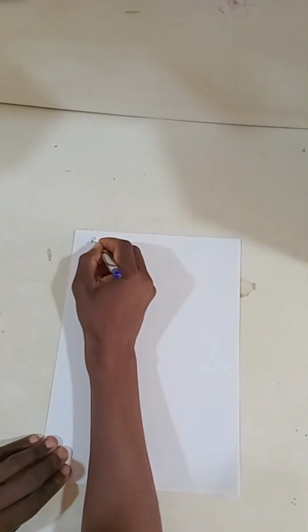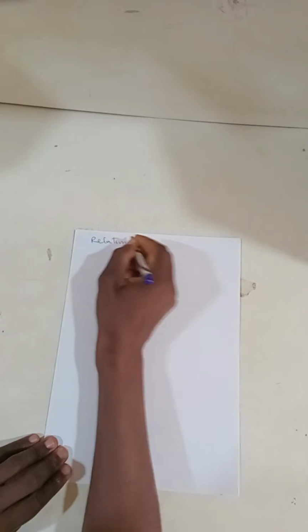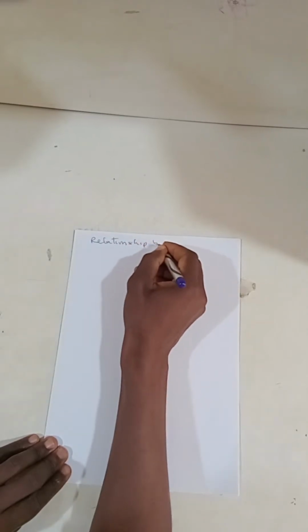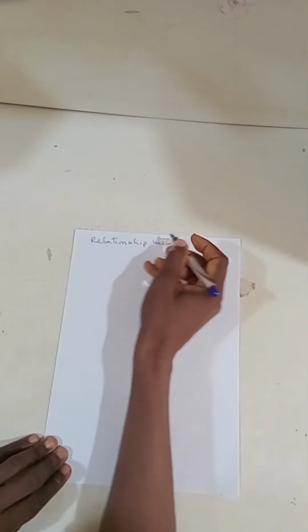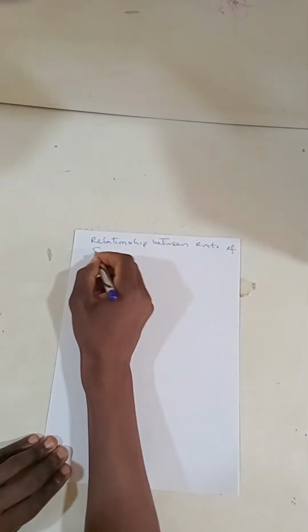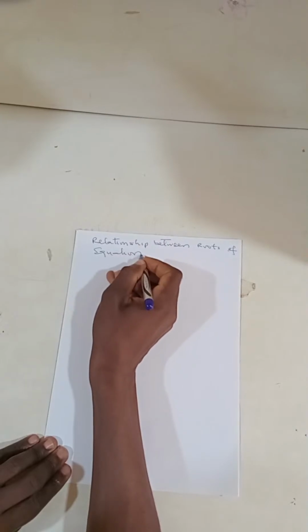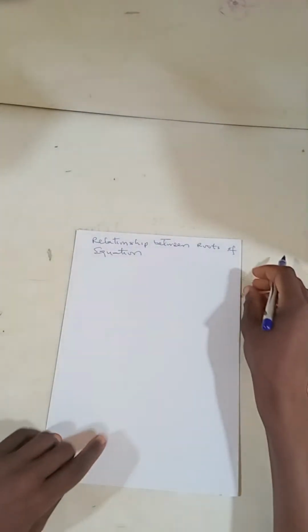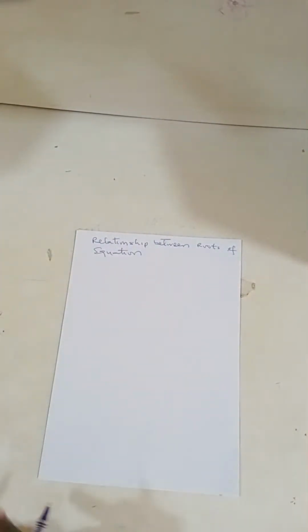We are looking at the relationship between the roots of an equation. That will be the first segment: the relationship between the roots of an equation. Okay, that's the first part to look into.